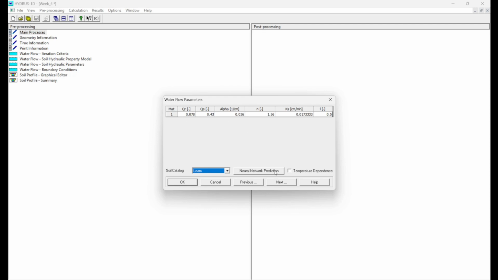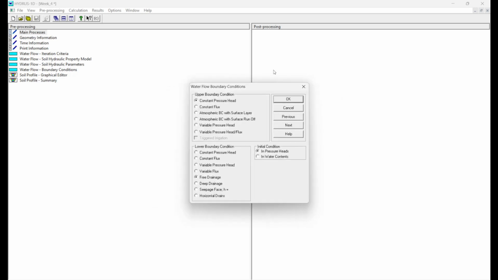And the neural network prediction version is also here. Their temperature dependency can also be considered here. So these are some advanced-level things which we can learn from the manual and do here. Then if we click next, here we need to define the water flow boundary conditions.